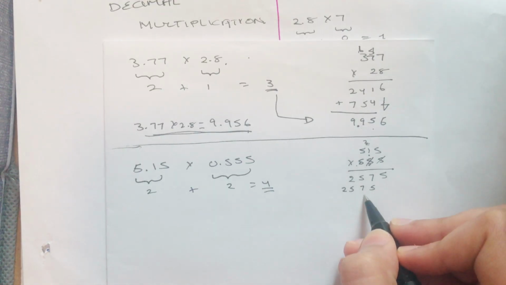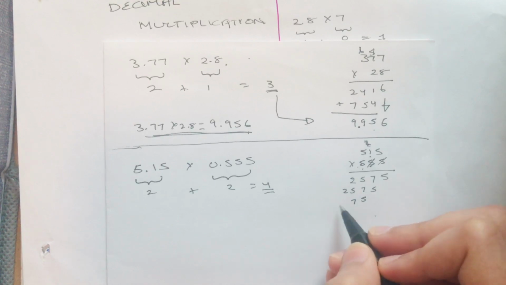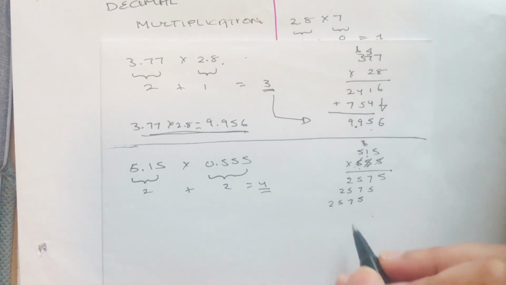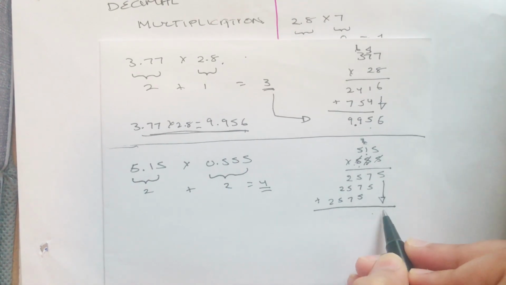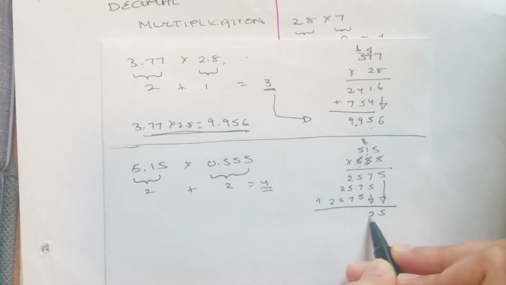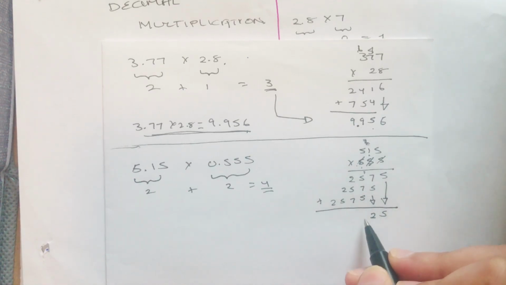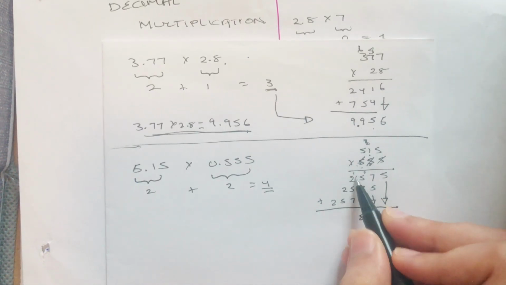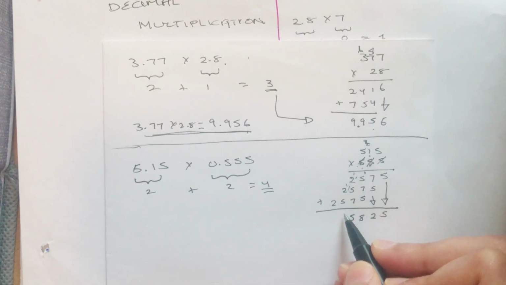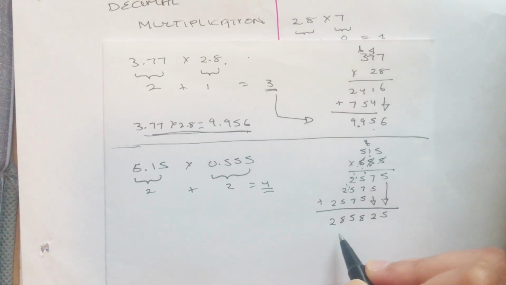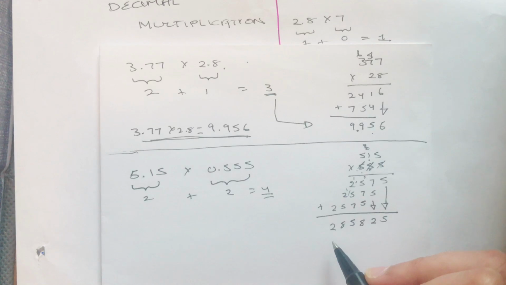5 times 5 is 25. 5 times 1 is 5, plus 2 is 7. 5 times 5 is 25. Now we are done with all 3 of them. So you add them up. So this is going to be 5. 7 plus 5 is 12. 6, 13. Plus 5, 18. 3, 10, 15. 3, 5, 8, 2.